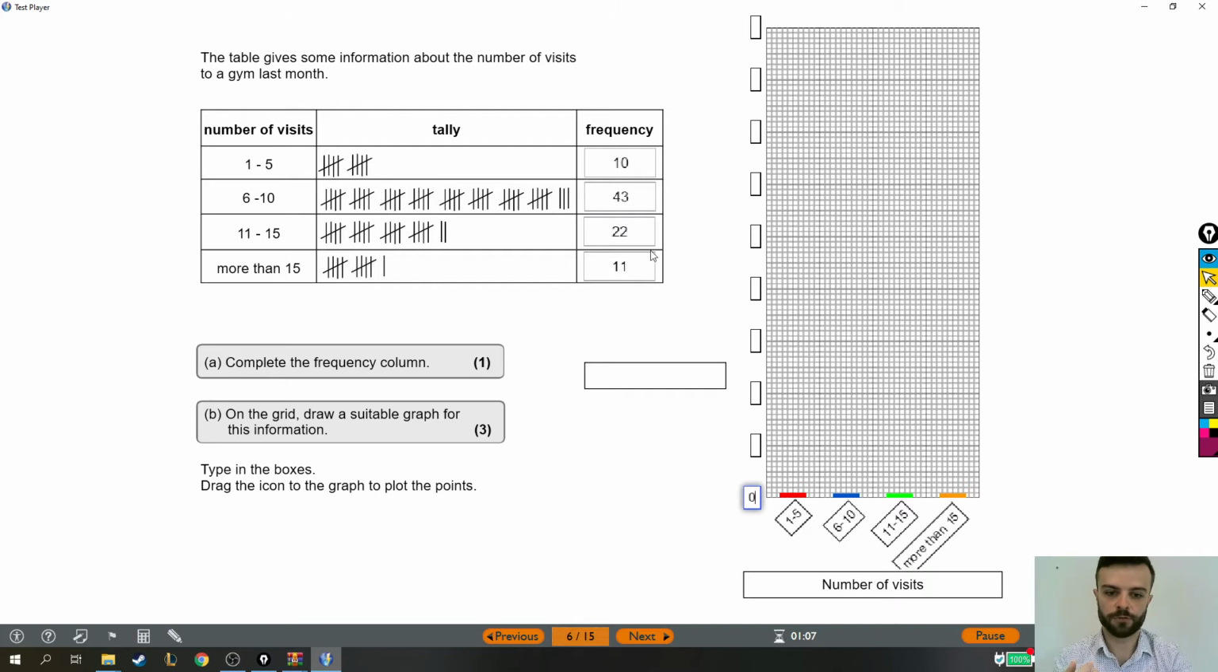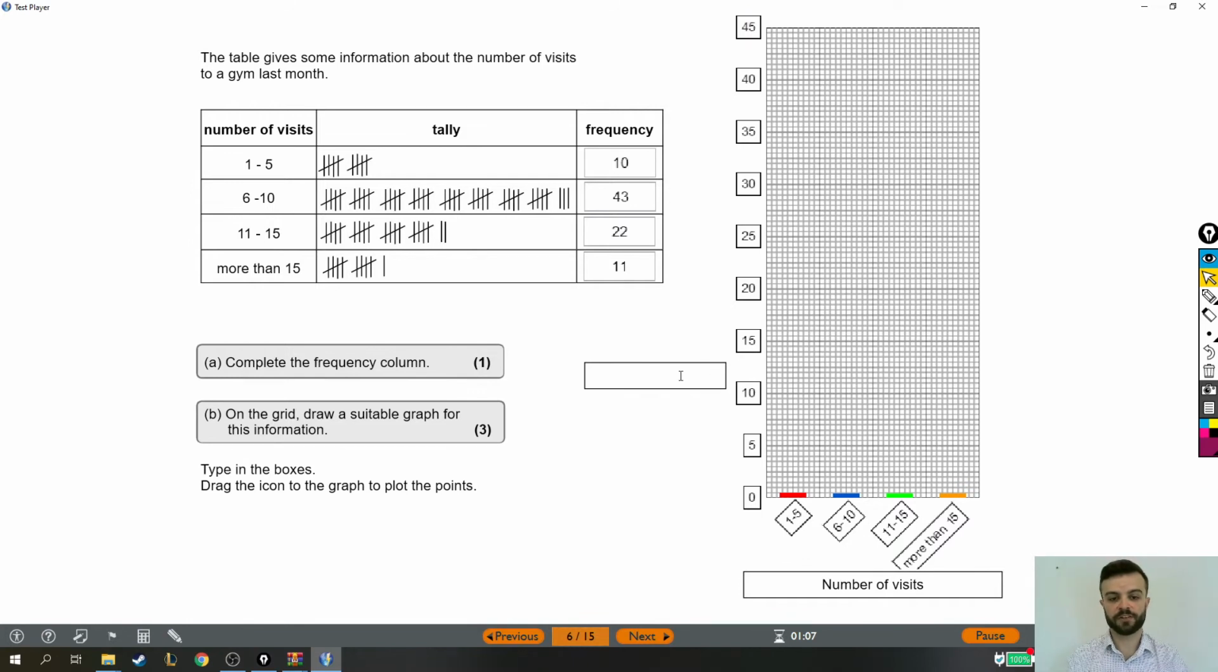So let's say we want to go up in 2s. So 0, that would be 2, 4, 6, 8, 10, 12, 14, 16, 18. No, it doesn't even get us close to 43. So what if we went up in 5s? 0, 5, 10, 15, 20, 25, 30, 35, 40, 45. That's actually pretty perfect because then our tallest bar will go right up to very, very near the top of the graph. So we're going to go up in 5s. That's good. 5, 10, 15, 20, 25, 30, 35, 40, and 45.